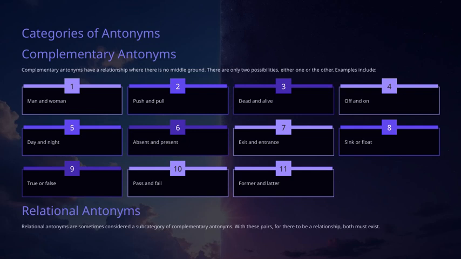For example, man and woman, day and night, push and pull. There's no in-between state, it's a clear either-or situation. Another way to think about this is with pairs like absent and present, which are mutually exclusive.